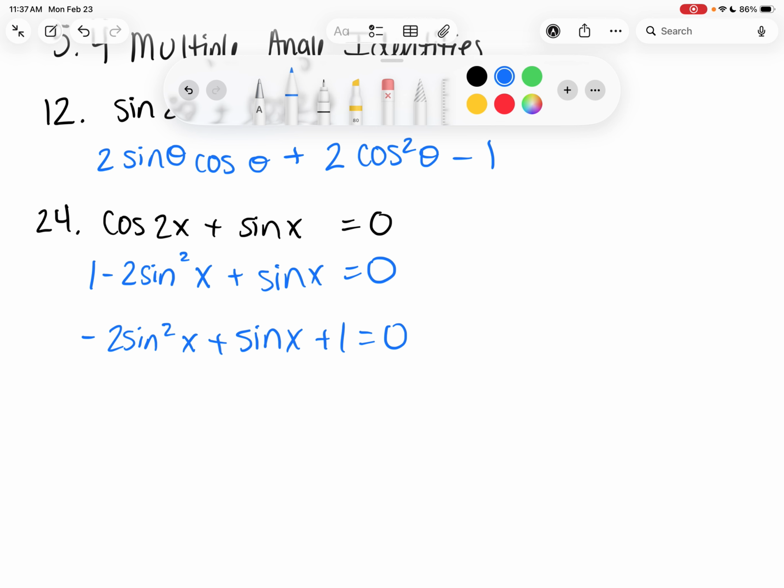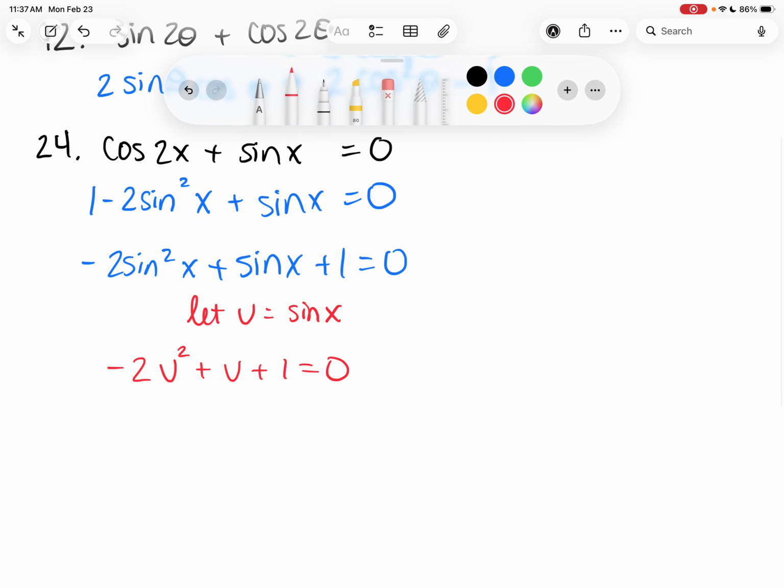And then if you can recognize it without doing it, you can go ahead and factor this. If not, I would say use u substitution. So let u equal the sine of x. So then I'd have negative 2u squared plus u plus 1 equals 0. And then I would factor that. So what would that factor into?